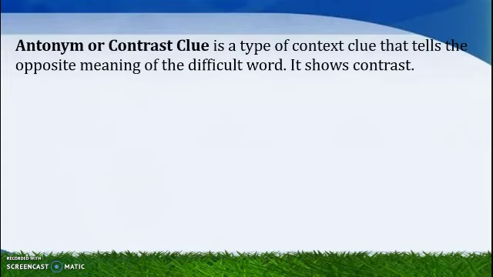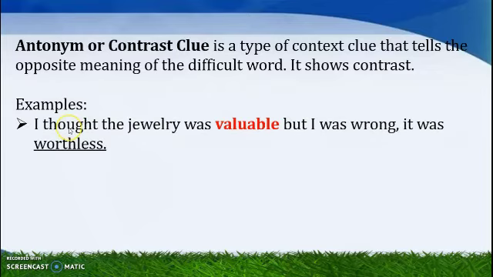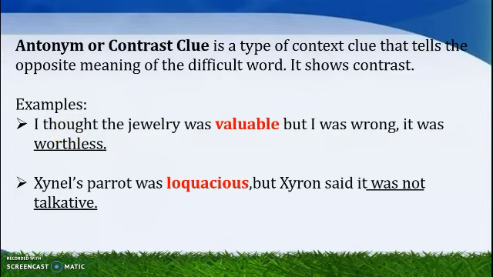Now let's have another kind of context clue. The antonym or contrast clue is a type of context clue that tells the opposite meaning of the difficult word. It shows contrast. Let's have examples. I thought the jewelry was valuable, but I was wrong. It was worthless. Sinel's parrot was loquacious, but Cyrus said it was not talkative.